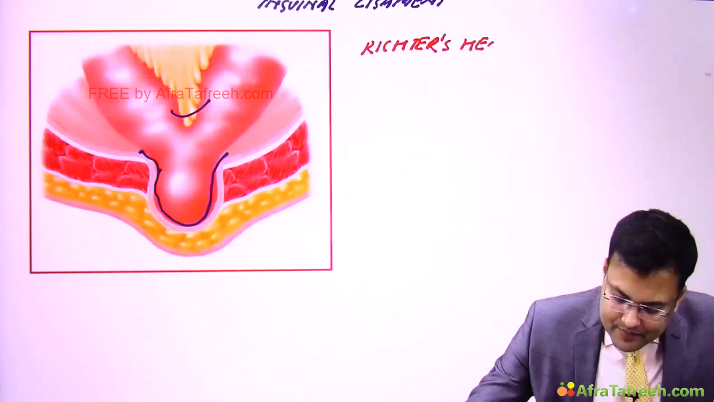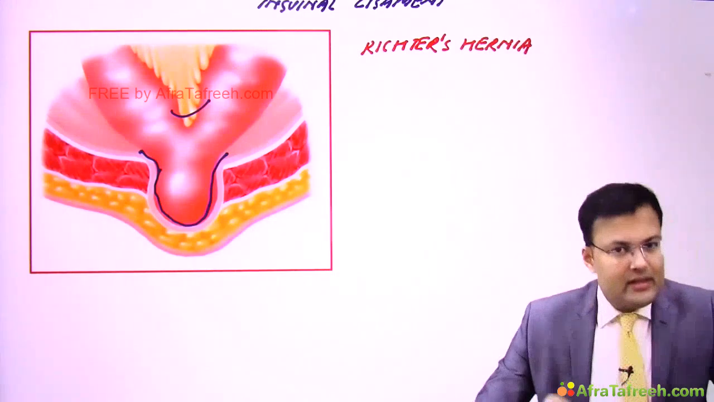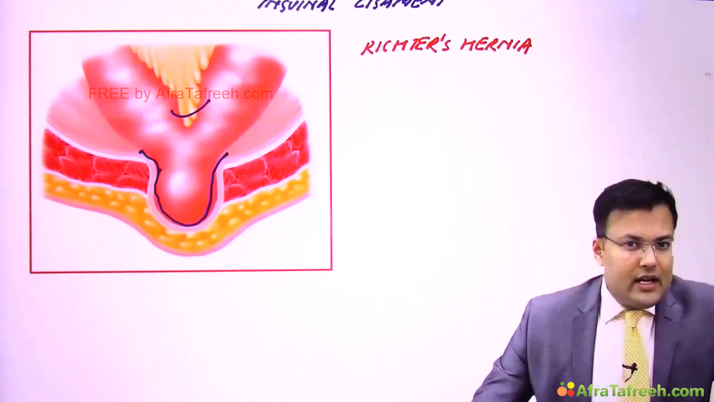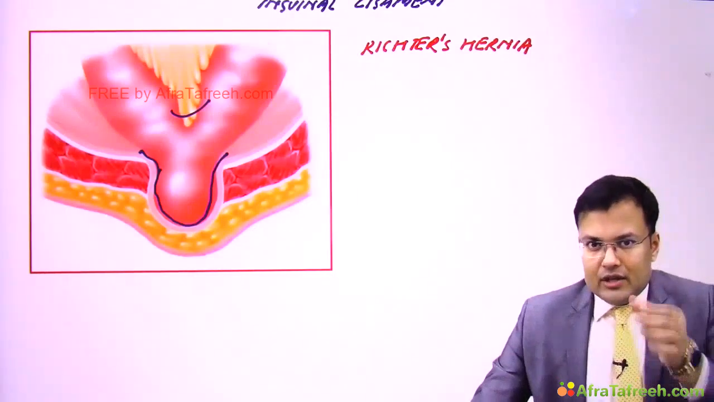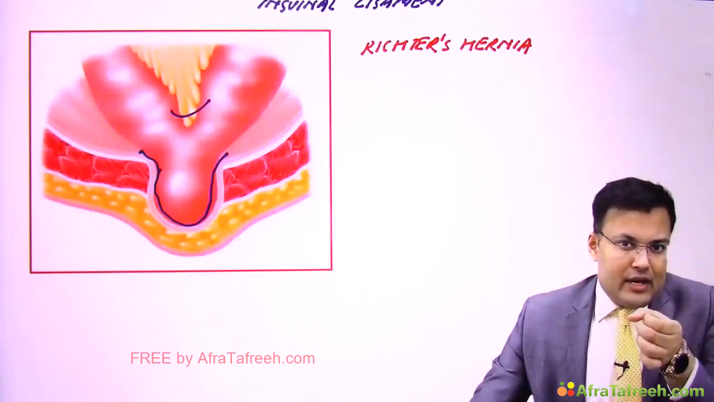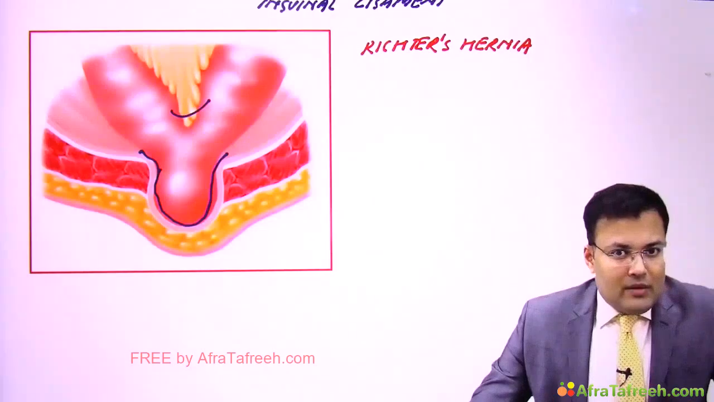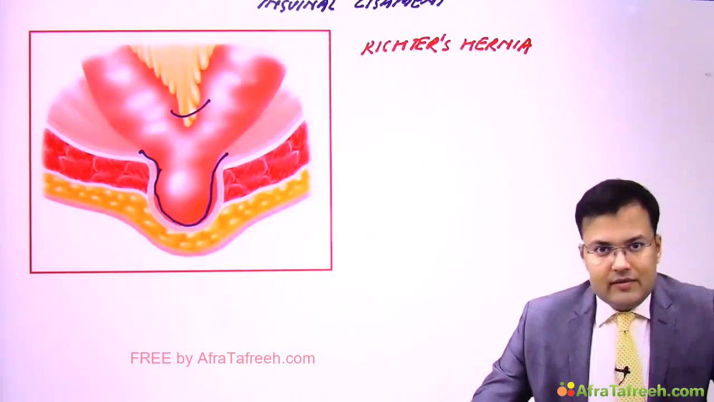Richter's hernia. Okay, and generally this Richter's hernia is most commonly associated with which type of hernia? The hernia which is having very high risk of strangulation because the canal and ring is narrow and rigid. We discussed that's femoral hernia. So most commonly it is associated with femoral hernia.